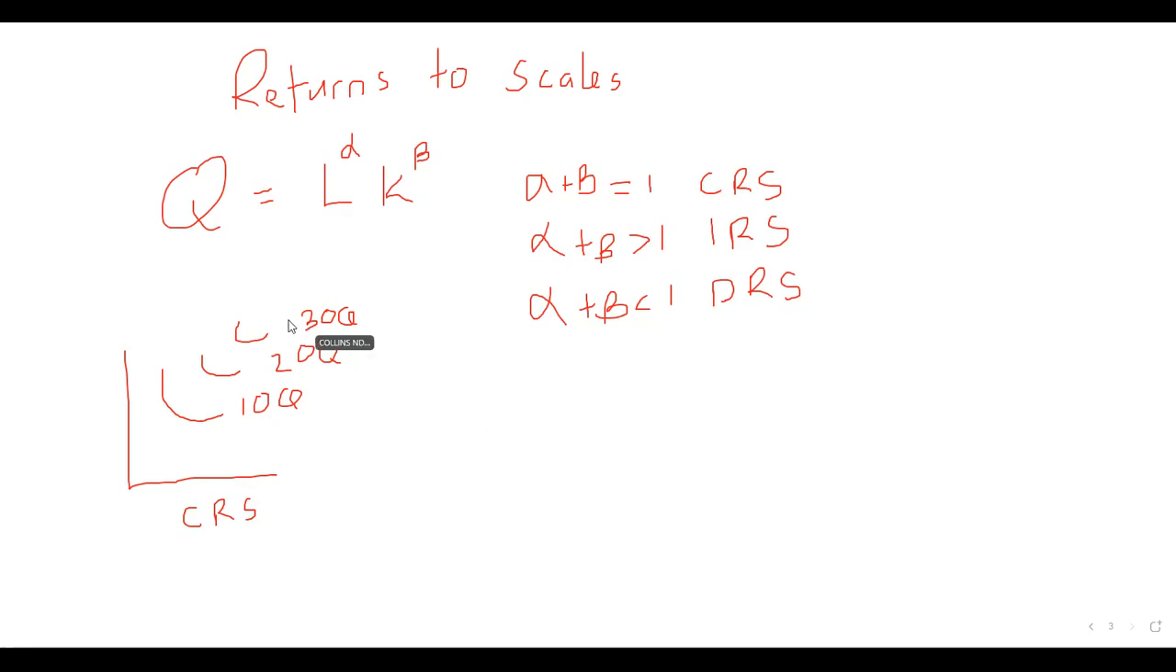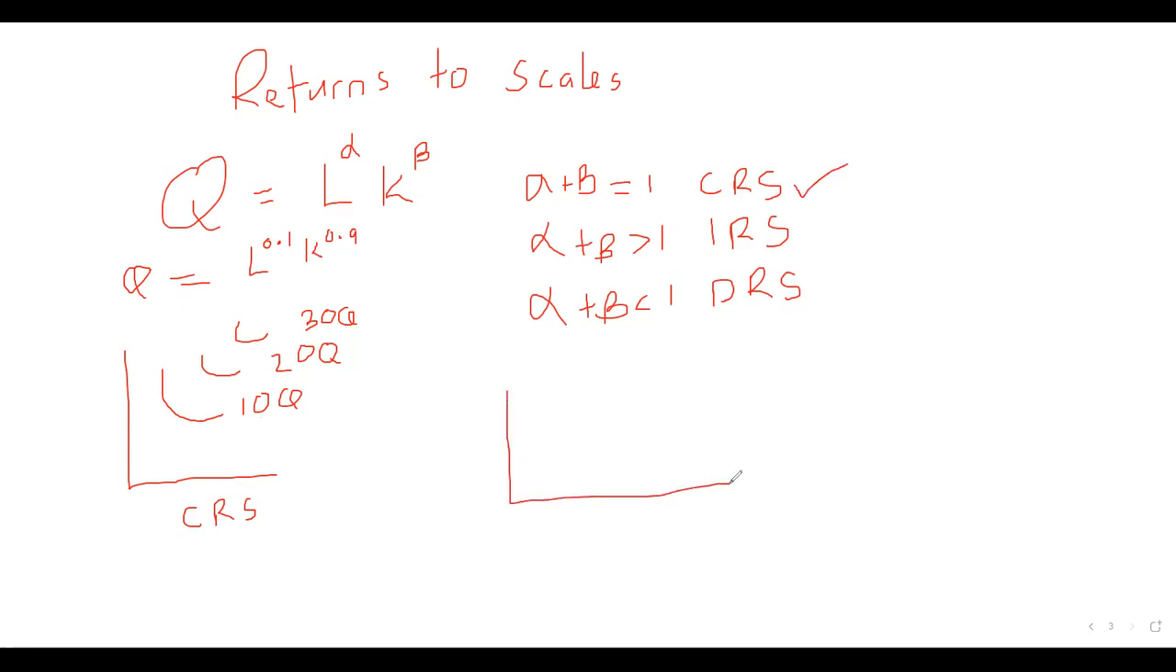So this means if we have our function, it could perhaps be L to the power 0.1, K to the power 0.9. The total is giving us what? 1. So this is what we call constant returns to scale.